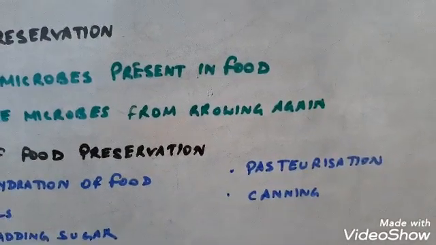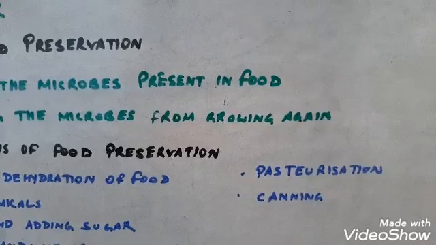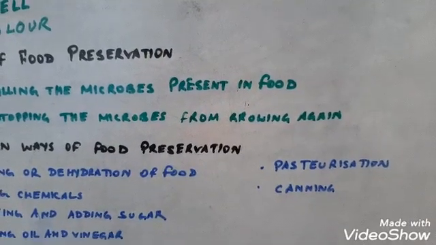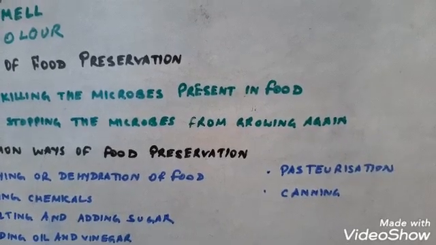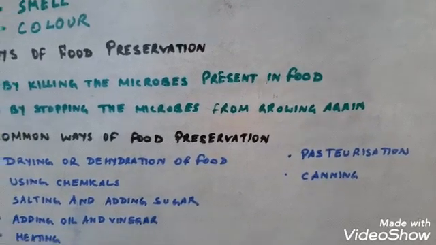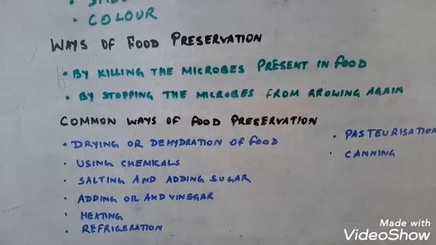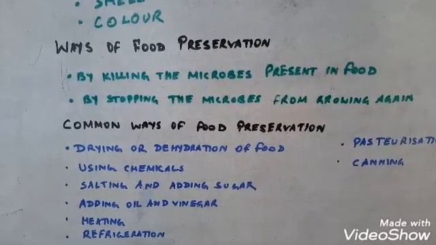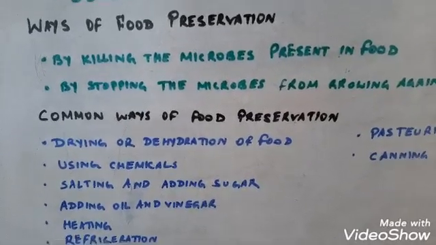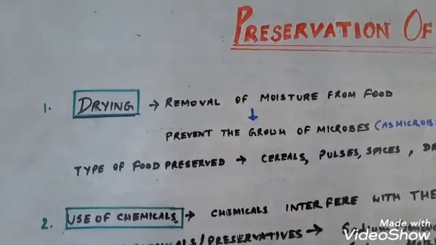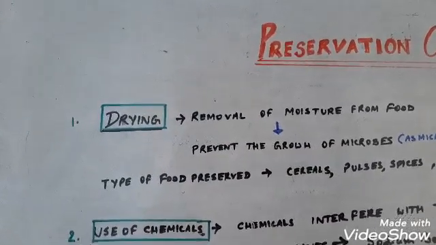Pasteurization is generally done for milk, and canning is for packed or canned food, which is kept in airtight condition at 120 degrees centigrade to destroy the microorganisms. So these are the various ways of preservation. Now let me describe each topic of food preservation bit by bit. Hope you will understand each topic. So students, here I go with the types of preservation of food.